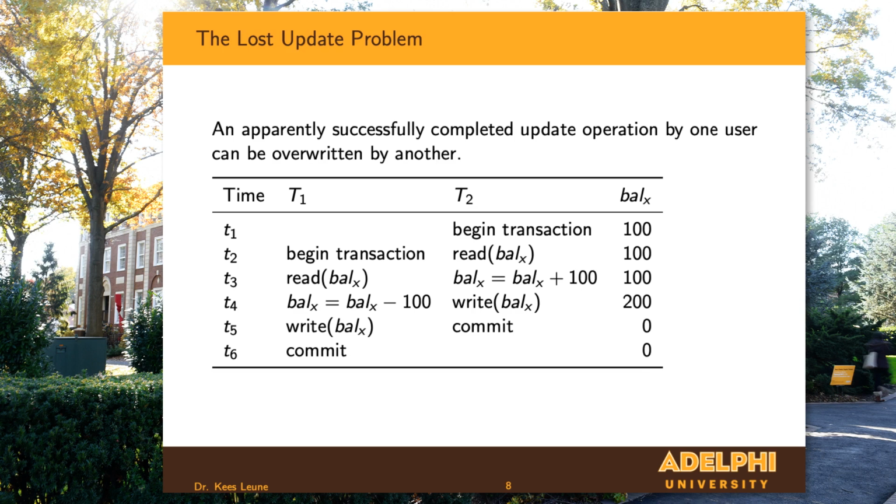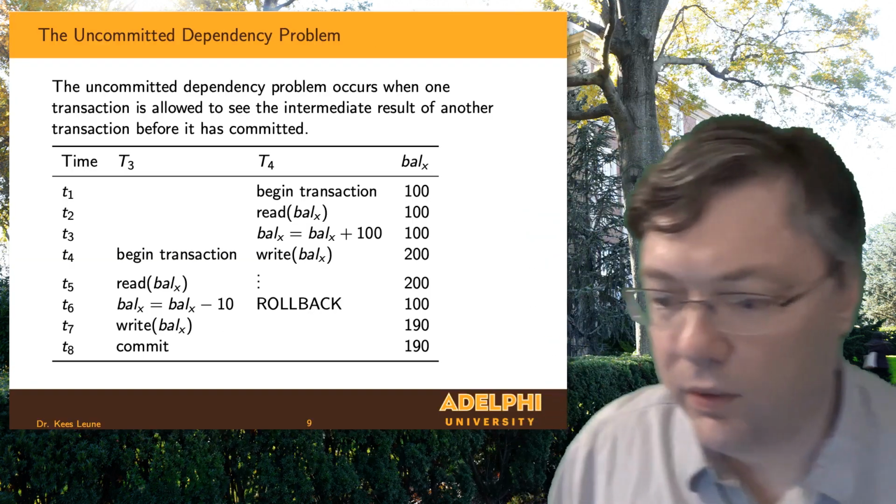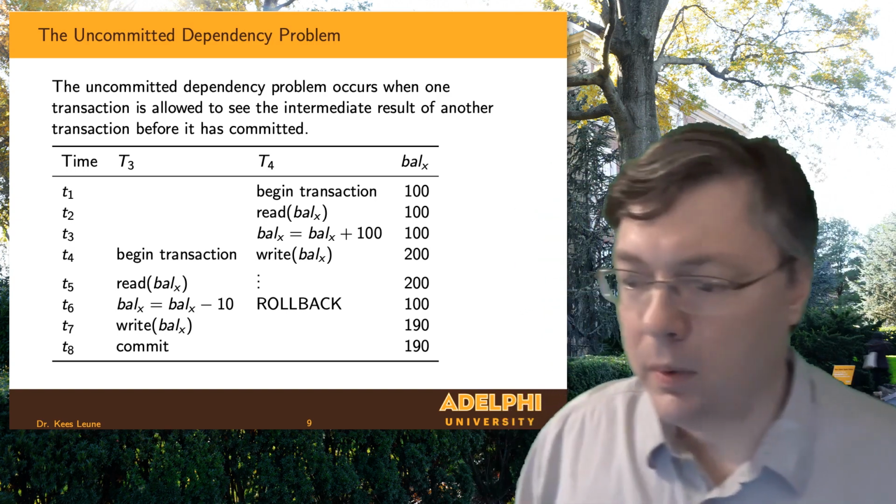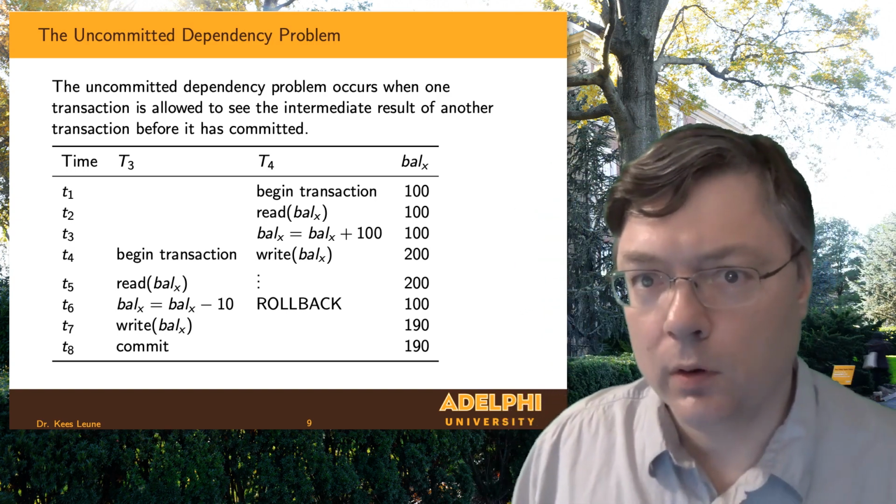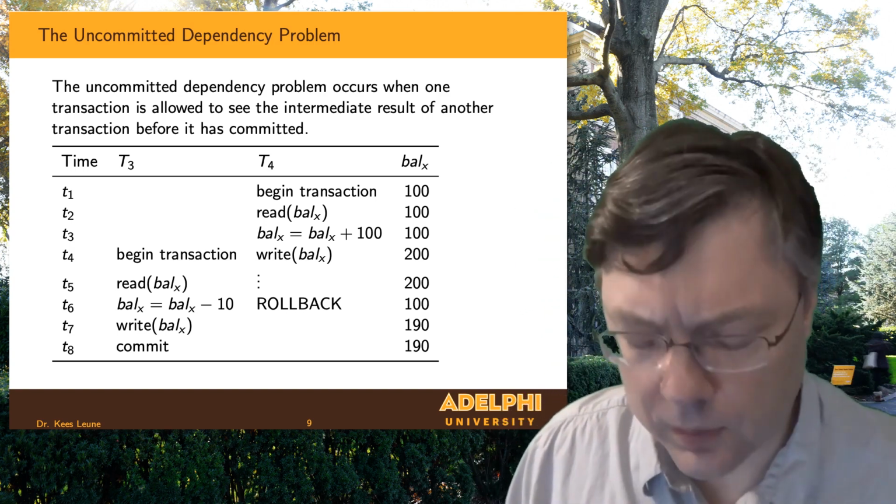And the same thing will be true for T1. So what we've seen is that at this point, the update provided by T2 is completely lost. This is the lost update problem. And of course, this is not a situation we want to be in. Now we have a slightly different situation here. This is the uncommitted dependency problem, not the lost transaction problem. The lost update problem, sorry.